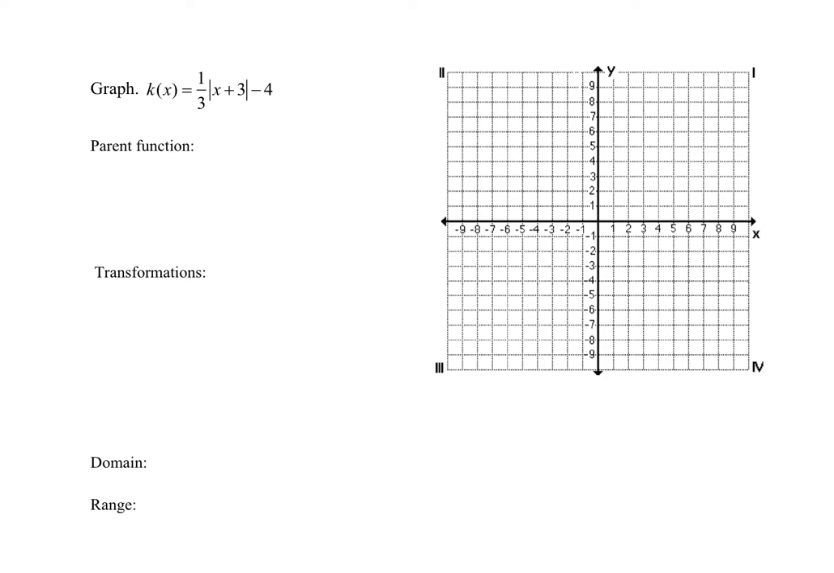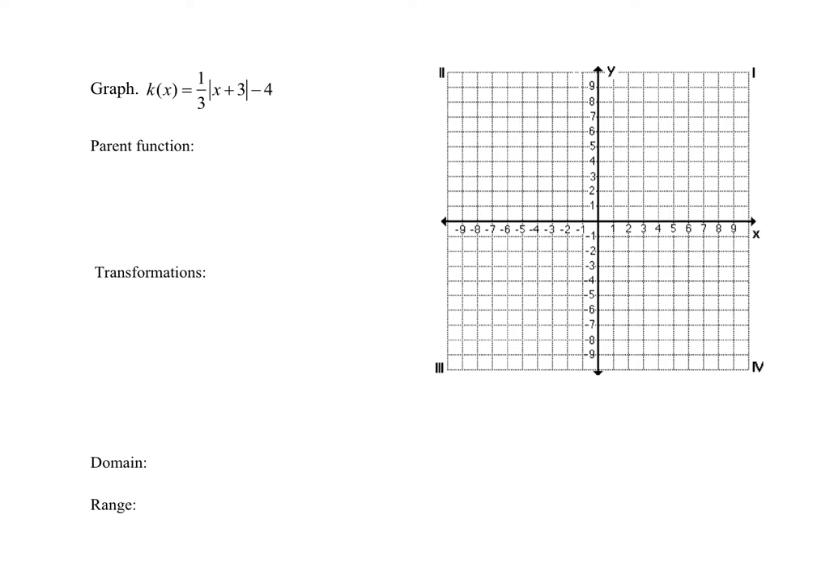In this video, we want to use our knowledge of transformations to graph this function. K of x is equal to 1/3 times the absolute value of x plus 3 minus 4. So we always want to start by identifying the parent function.